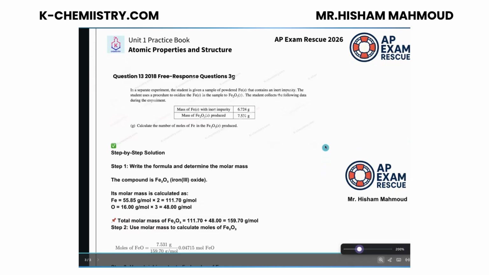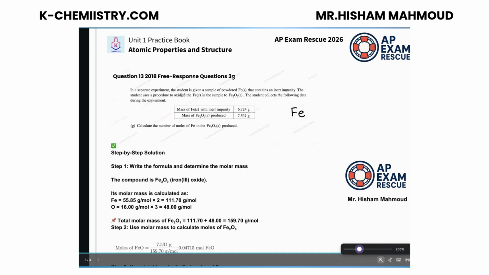Now we're going to do something nice: we will answer a real past paper question about what we have finished until now. This is question 13 from the AP Chemistry exam 2018, the free response questions. It says that a student is given a sample of powdered Fe. The iron contains an inert impurity. Don't worry about that now.